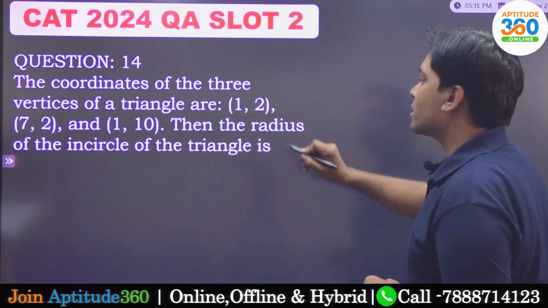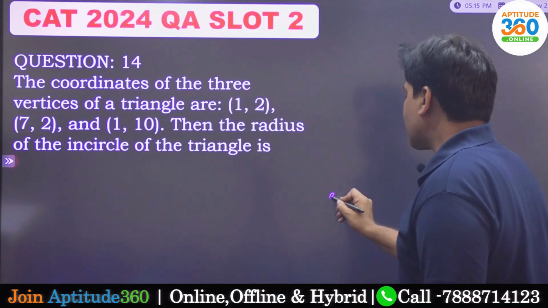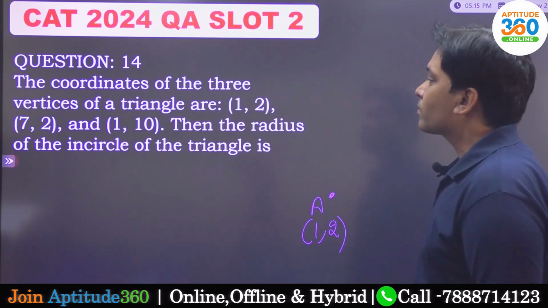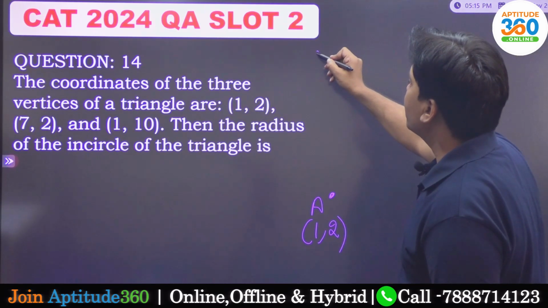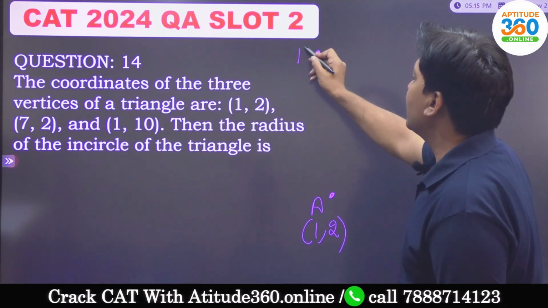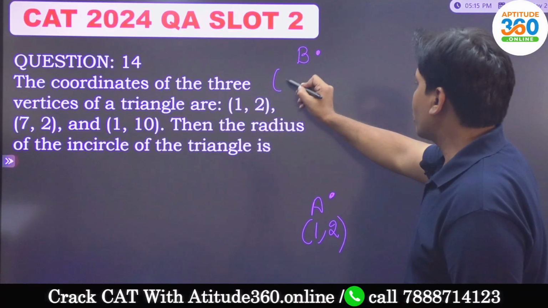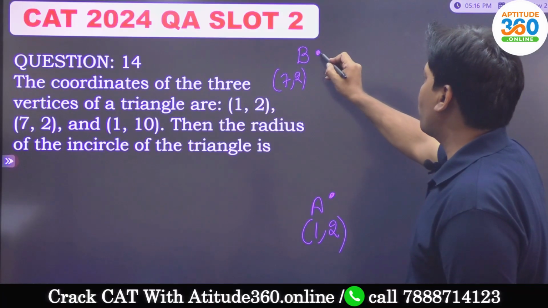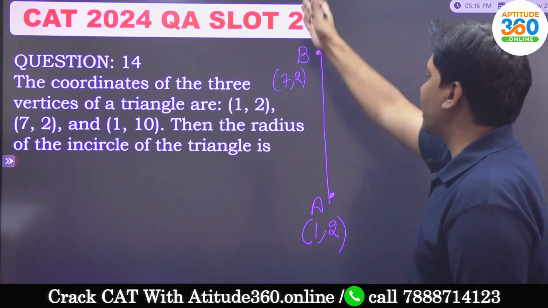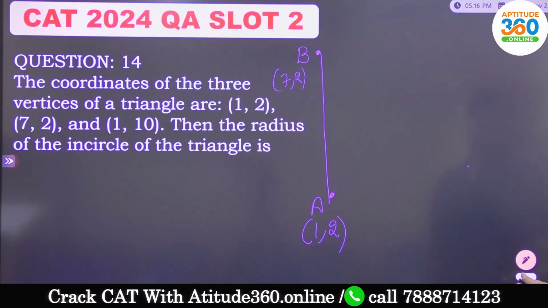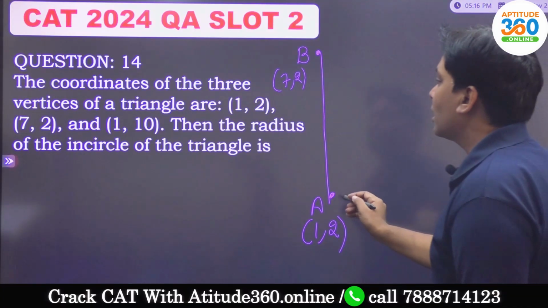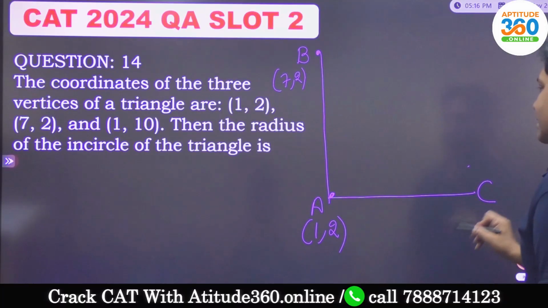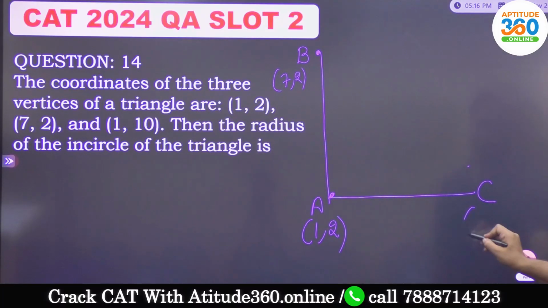So there are three vertices of a triangle. Say for example, this is point A, which is (1, 2). And the second one is over here, say B, and the coordinate of B is (7, 2). So the y coordinates of A and B are the same. So this is going to be a line which is parallel to the x-axis, isn't it? And then you have got another coordinate, which is C.